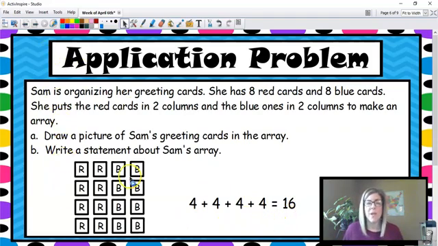Okay, we took this array that we composed and then we decomposed it, or we broke it down. And these 4s represent columns because these cards are in columns that go up and down. Okay, so 4 in a column, 4 in another column, 4 in another column, 4 in another column is 16 greeting cards. And we total up the number that were in the whole array. So we made it, we composed it, and then we decomposed it and we broke it down into each individual column. Okay, let's look at another one.